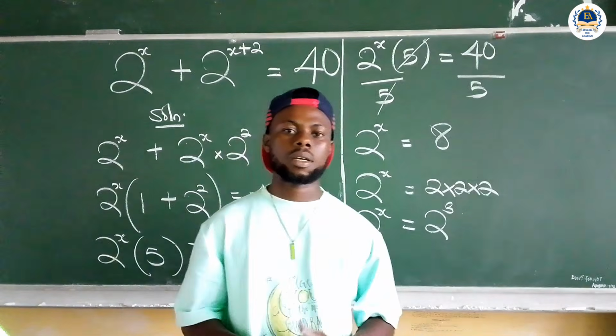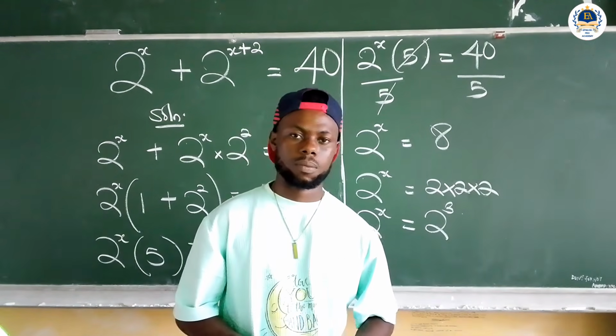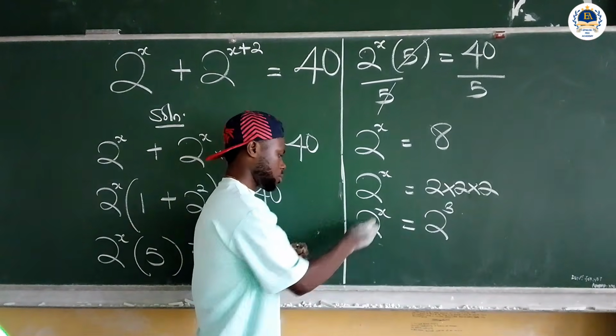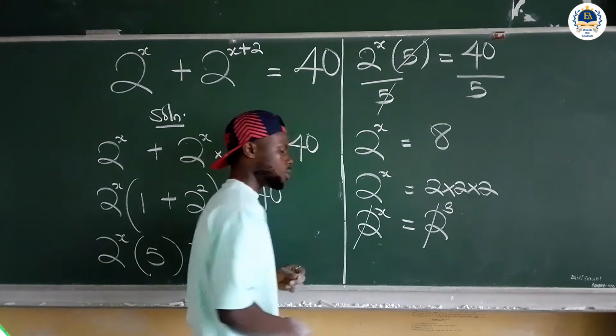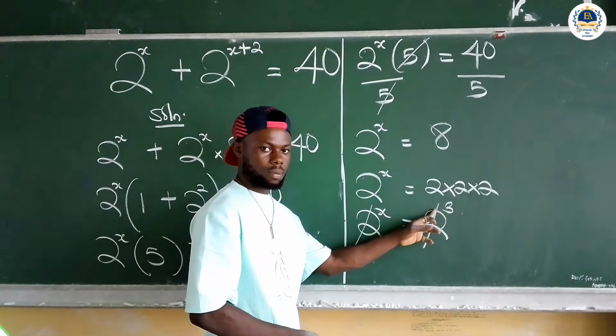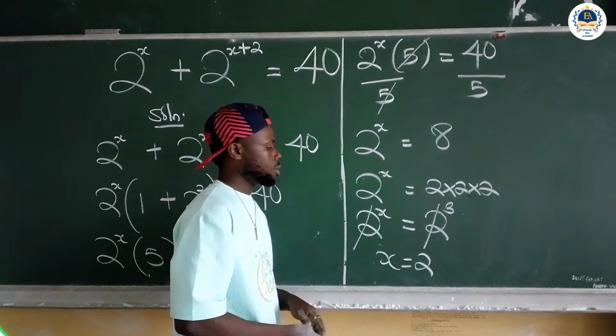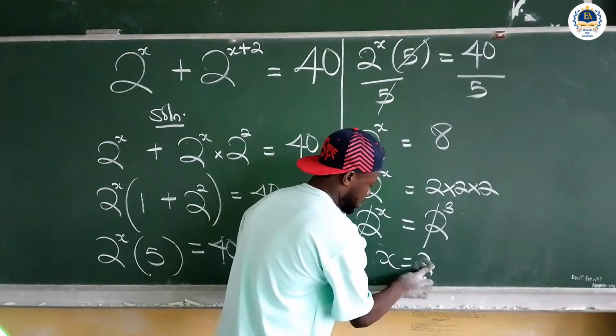Because there are equal bases on both sides of the equation, let's cancel out this and this, and we are going to be left with x is equal to... Pardon, x is equal to 3 rather.